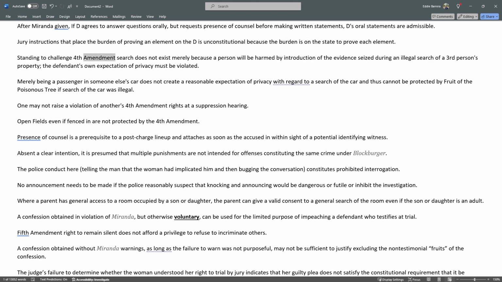Standing to challenge a Fourth Amendment search does not exist merely because a person will be harmed by introduction of the evidence seized during an illegal search of a third person's property. The defendant's own expectation of privacy must be violated.